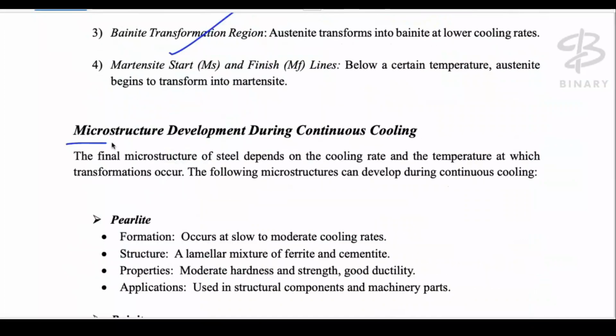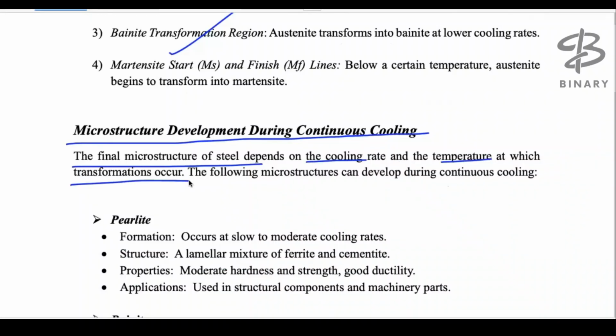Okay. In microstructure development during continuous cooling, the final microstructure of the steel depends on the cooling rate and the temperature at which the transformation occurs. So at what rate we allow the steel to cool basically decides its microstructure.